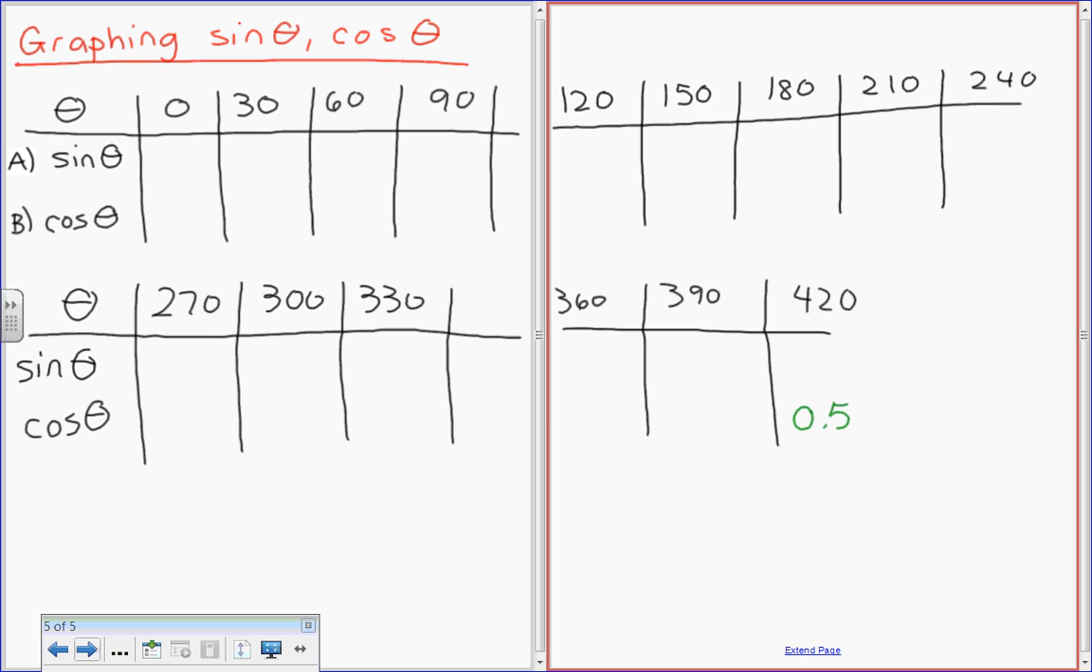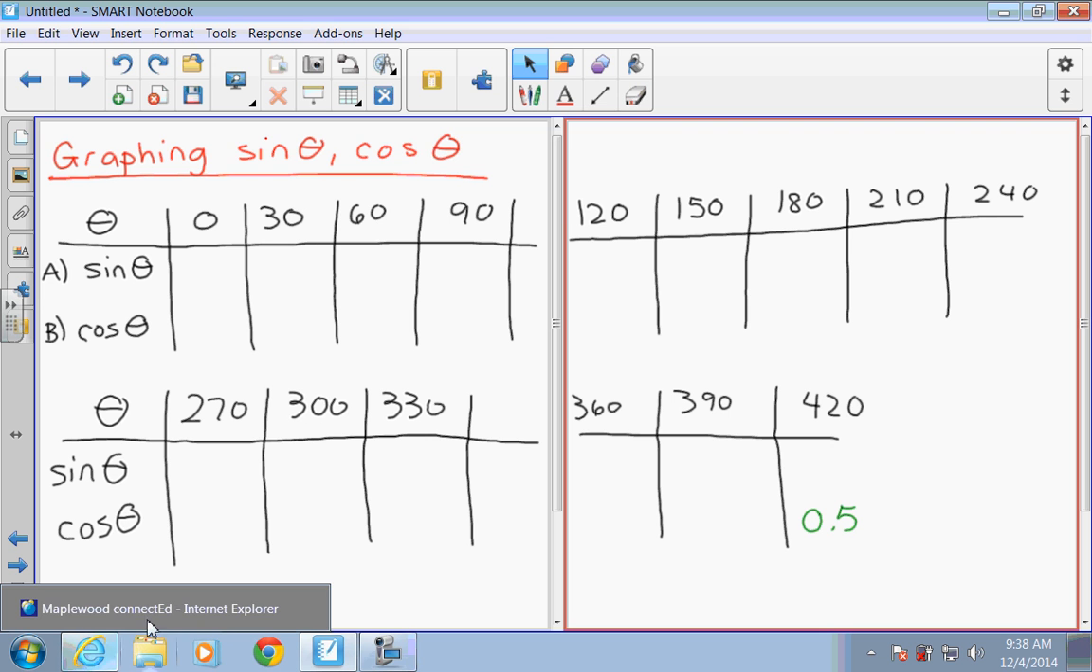So we're doing 420. Yes. Why did you pick 420? Because it's a multiple of 30.